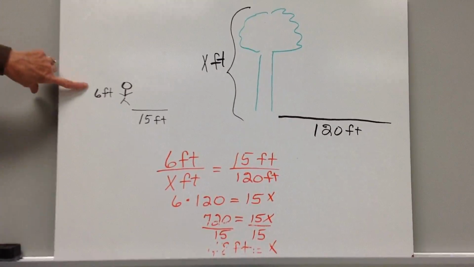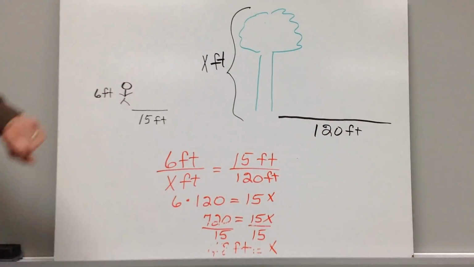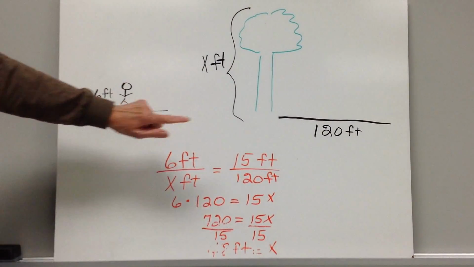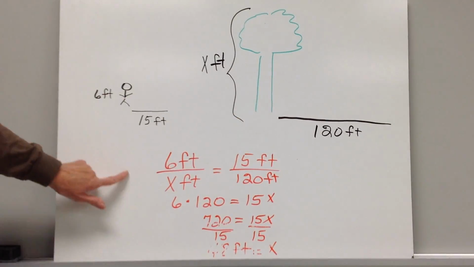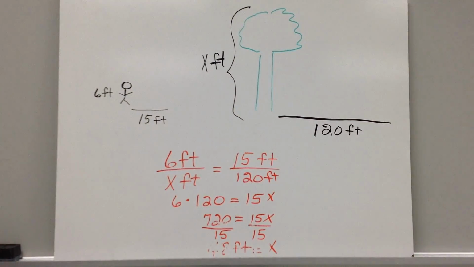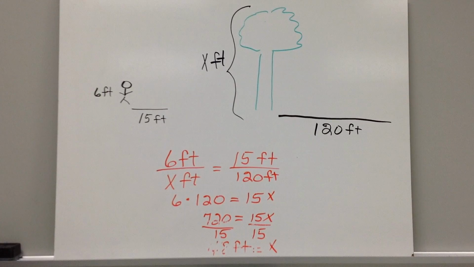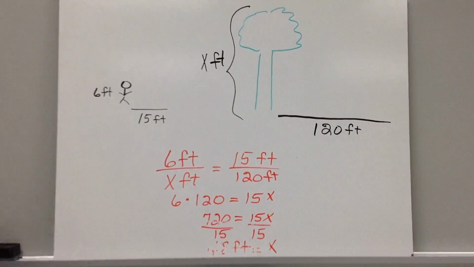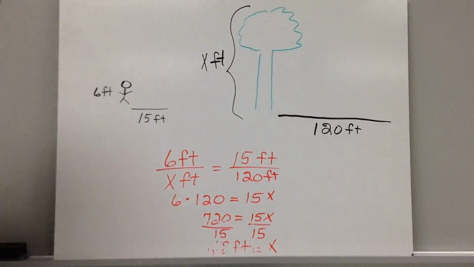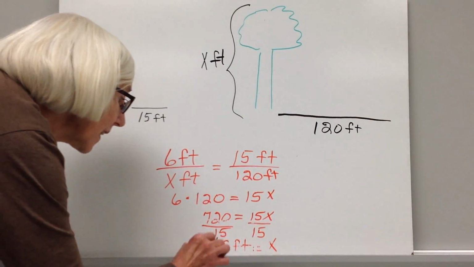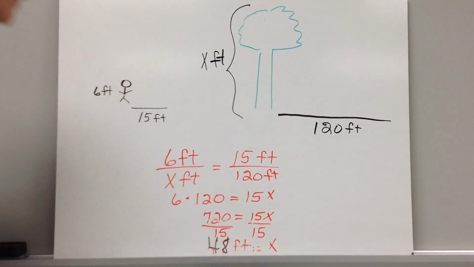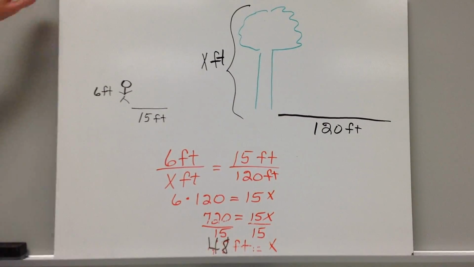I can take 6 over x equals 15 over 120. Here's my proportion. I use my cross products, and this is 48 feet is equal to x.